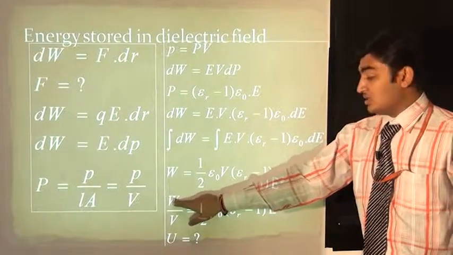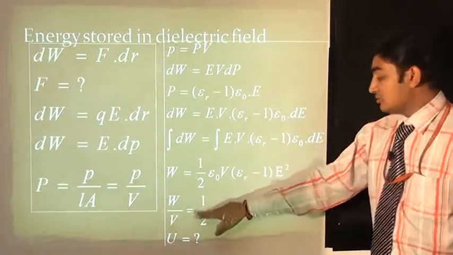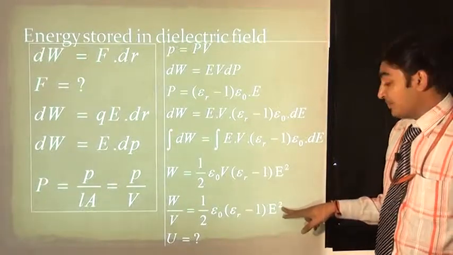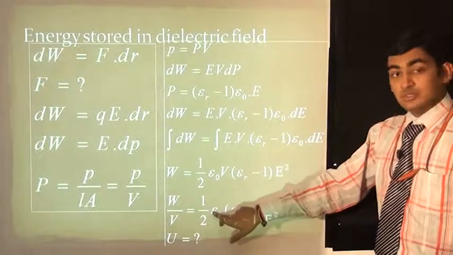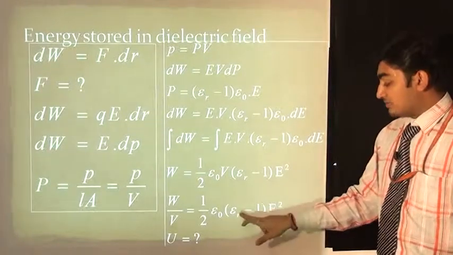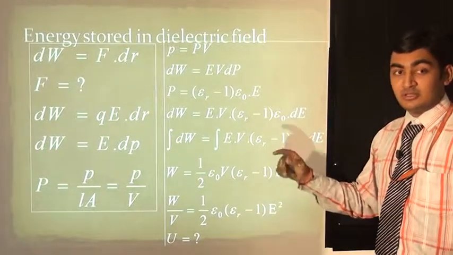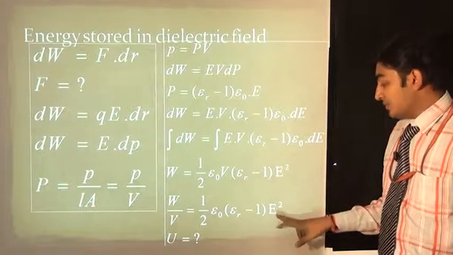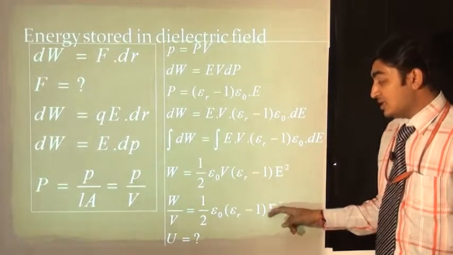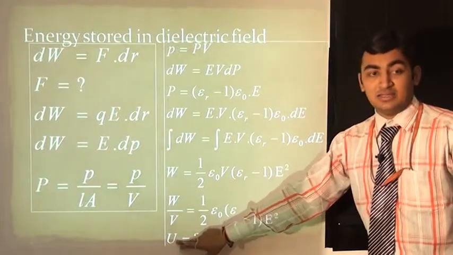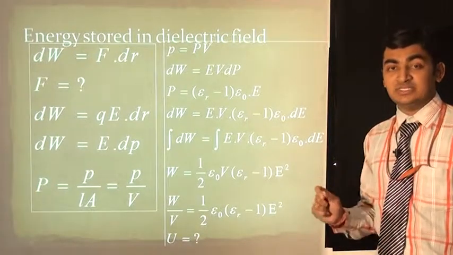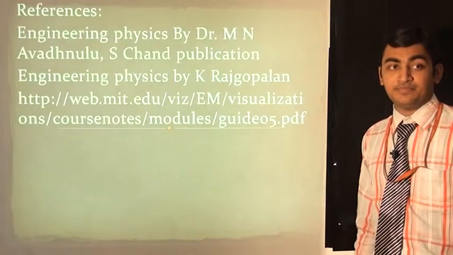Then work generated per unit volume is equal to 1 by 2 epsilon 0 into (epsilon r minus 1) into E square. Now we will put the value of C from C is equal to epsilon 0 A divided by d, and epsilon r from epsilon r is equal to epsilon divided by epsilon 0, and E square, where E is equal to V by d, then V square divided by d square. We solve this equation, then we get the energy density per unit volume is 1 by 2 C into V square. Thank you.